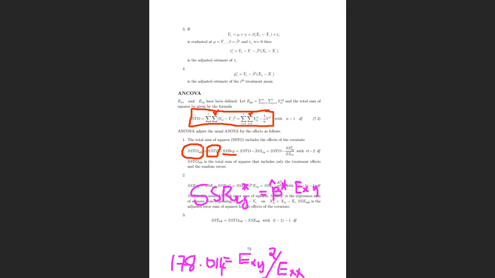So this information is from the guide, guys. Here's the formula. So we're saying SSTO adjusted is equal to SSTO minus SS reg. SSTO adjusted is equal to SSTO minus SS reg. And then SSE adjusted is equal to SSE minus SSE reg star. Do you see it, guys?